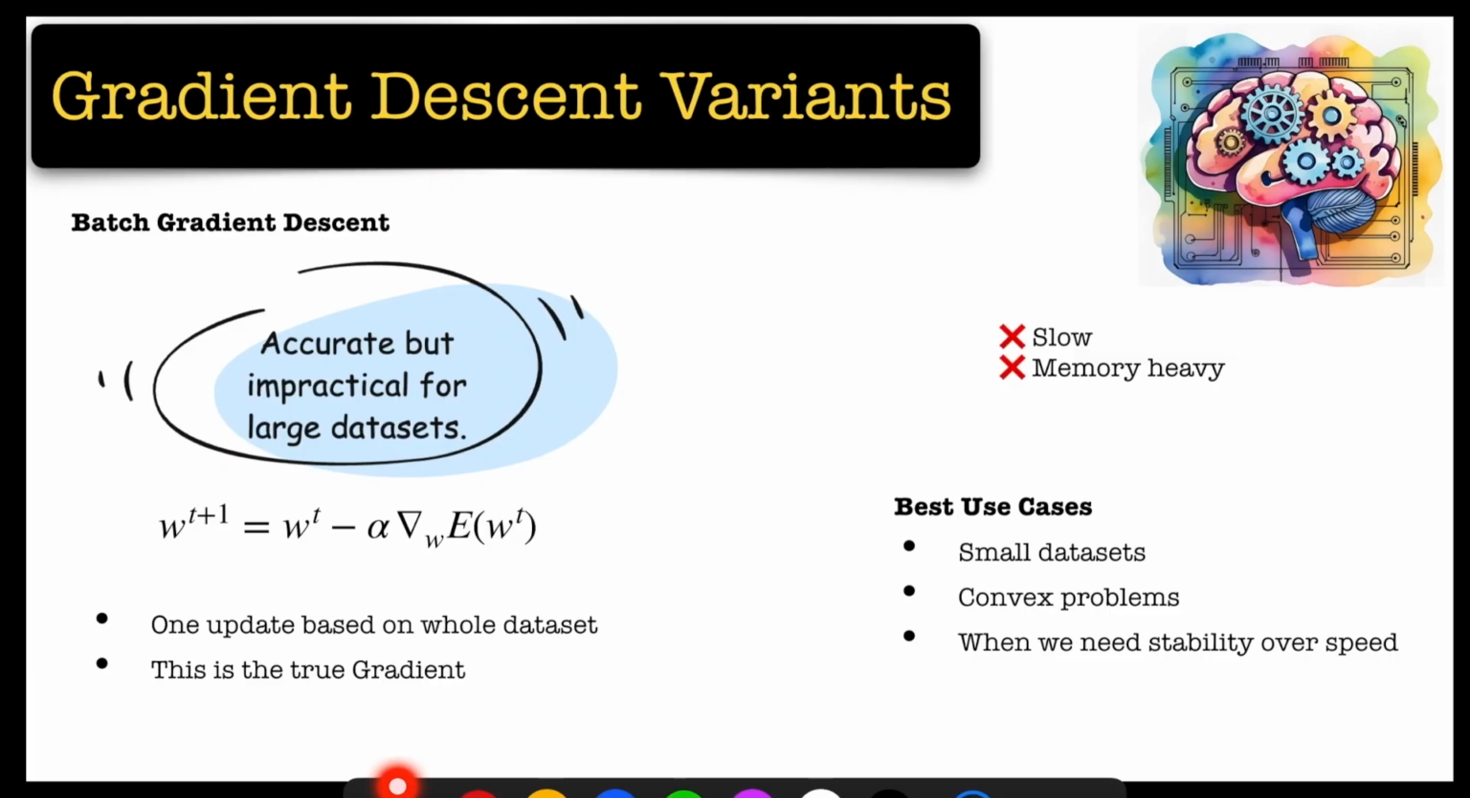If we have large data sets, we have to load the full data set into memory because we want to compute the loss over the whole data set, all data points, right? So this will be memory heavy. When should we use this? When we have very small data sets with convex problems, then we can use batch gradient descent. And when we need stability over speed, then we can go for batch gradient descent. But if the data set is large, we cannot go for batch gradient descent, given that we don't have that much compute power.